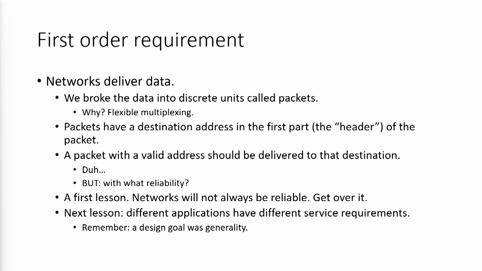And here is the core statement of the internet. If you give the internet a packet with a valid address on the front, it will deliver the packet to the endpoint associated with that destination. Duh, okay, what you expect it to do. But with what reliability? The first thing we figured out is networks are not always reliable, get over it. They will lose packets for lots and lots of reasons.